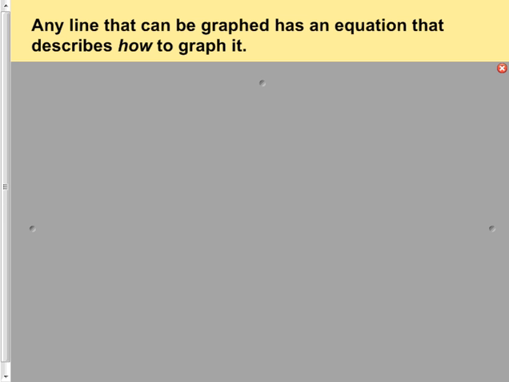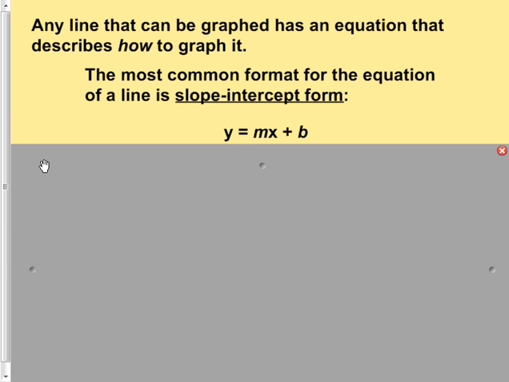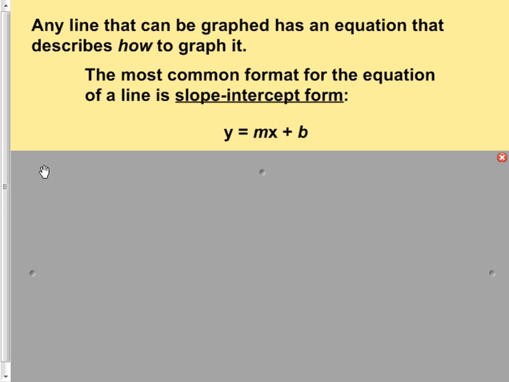All right, now basic information here. Any line that can be graphed has an equation that describes how to graph it. Obviously, this is true for any type of thing that can ever show up in a graph, not necessarily a line, but anything. Now, the most common format that you have dealt with before, and that will be true this year as well, is called slope-intercept form. Slope-intercept form reads y equals mx plus b.